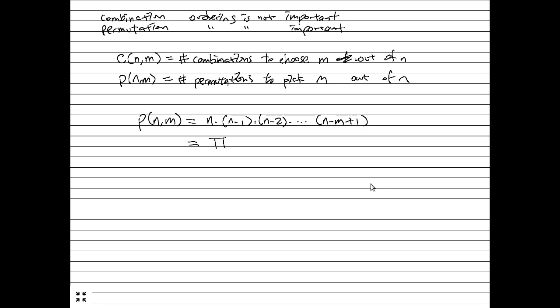Does everybody know what the pi notation is? Let me give you the whole thing, and then you tell me whether this is familiar to you or not. In this case, i is starting with n minus m plus 1, going all the way to n, and each term that we're multiplying is just i itself. Are we familiar with this notation of using pi, which is kind of like the counterpart of sigma? With sigma, we are adding. With pi, we are multiplying. Is that okay?